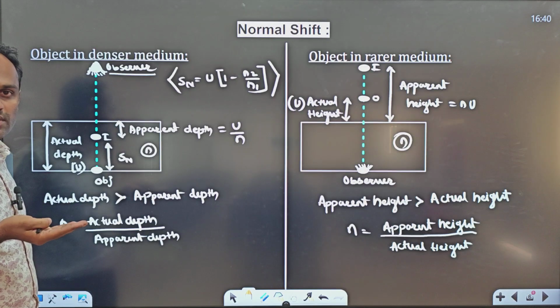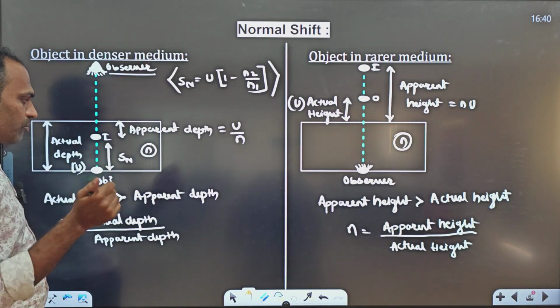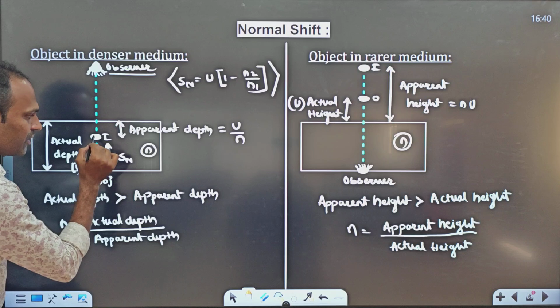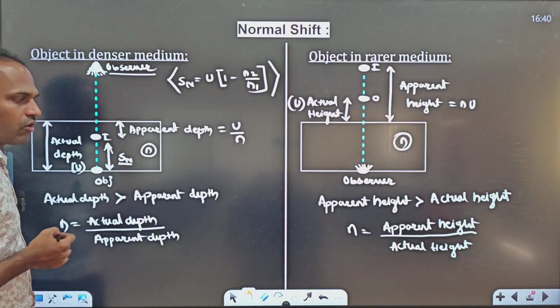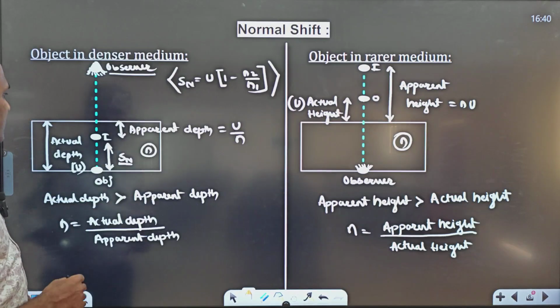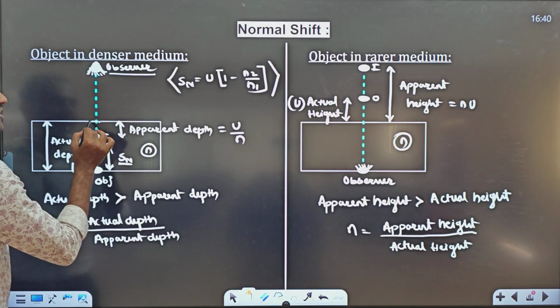That's why it appears close to us, and that is called normal shift. The distance by which the image is formed above the object is called normal shift. Okay, next, look here, we have to measure all the distances from this point.